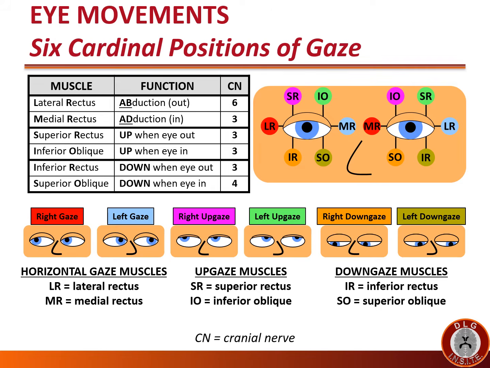Right gaze then, looking at the bottom of the page here, right gaze occurs when the right lateral rectus and left medial rectus contract. Left gaze occurs when you have the left lateral rectus and right medial rectus contract. On right up gaze, the right superior rectus is contracting and the left inferior oblique. On left up gaze, the left superior rectus is contracting and the right inferior oblique is contracting. In right down gaze, the right inferior rectus is contracting and the left superior oblique is contracting. And on left down gaze, the left inferior rectus is contracting and the right superior oblique.